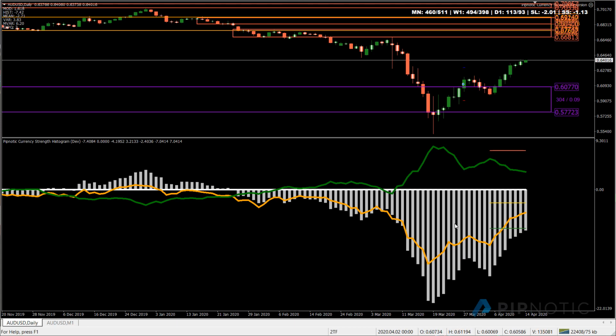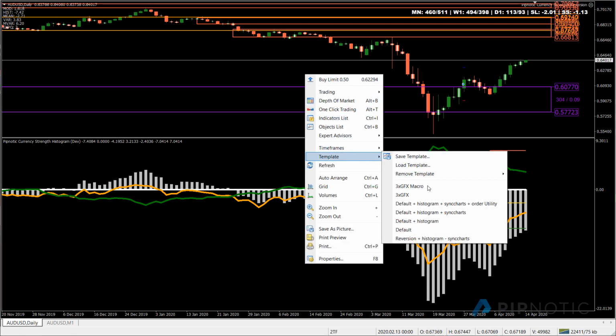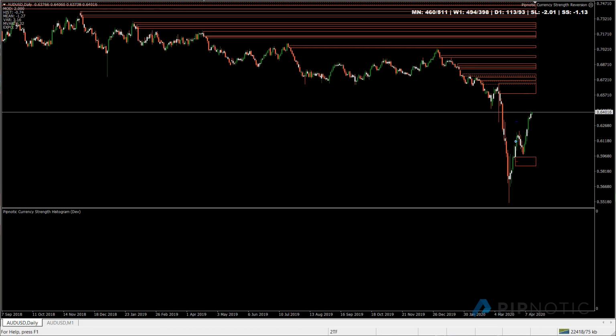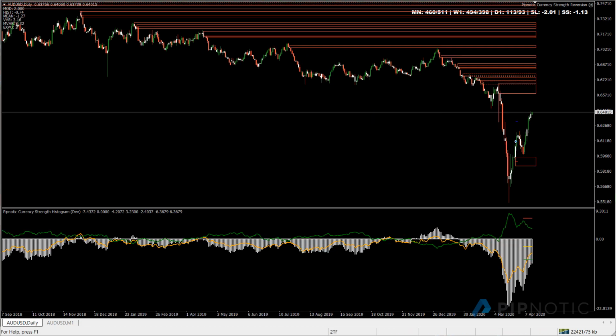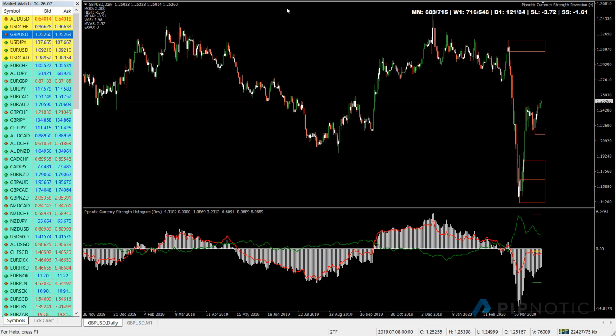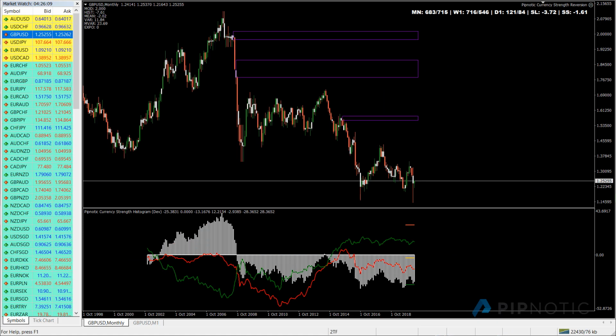Good. Well, I shan't focus too much more on this. I'm going to reset my charts and then move on to something else. Good. Okay, let's have a look at something else. Let's have a look at the pound American dollar. What's going on here? Let's have a look at the major strength information.